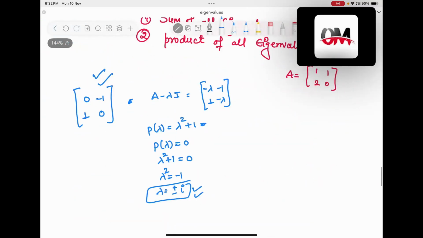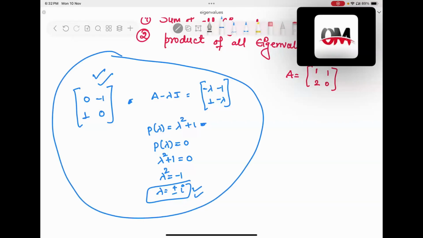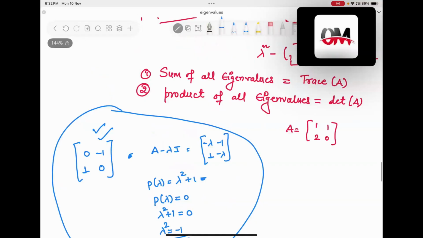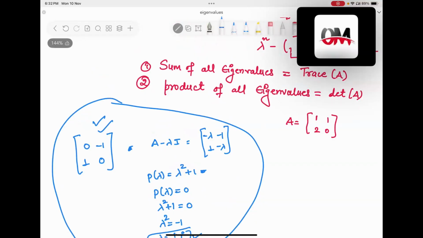If you are only looking for real eigenvalues, a real matrix may not have any eigenvalue. So this is one of the examples in which the matrix is real, but it does not have any real eigenvalue. Now, we were doing this question.